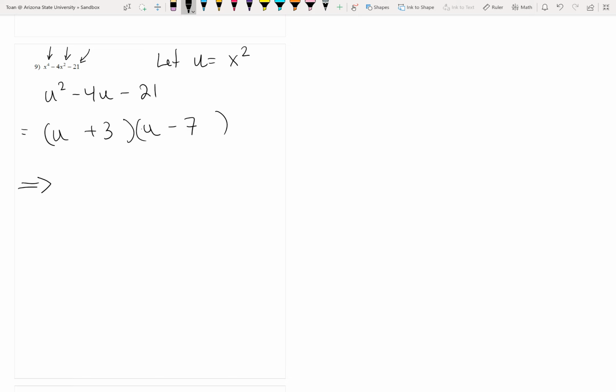The only thing we have to remember is that our original problem wasn't in terms of u, it was in terms of x's, so you have to go back and wherever you see a u, substitute in an x squared. So the factored form is x squared plus 3, x squared minus 7.